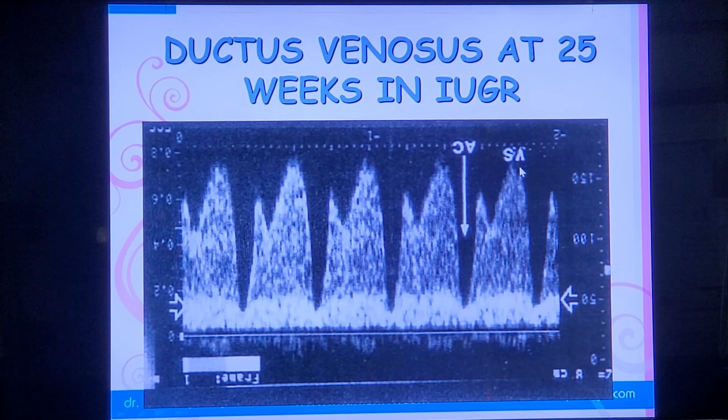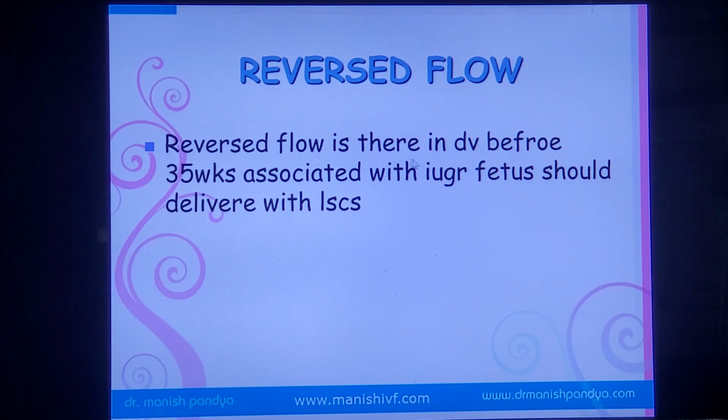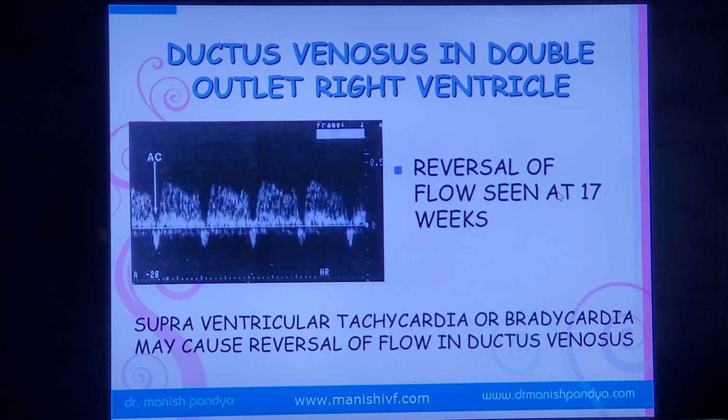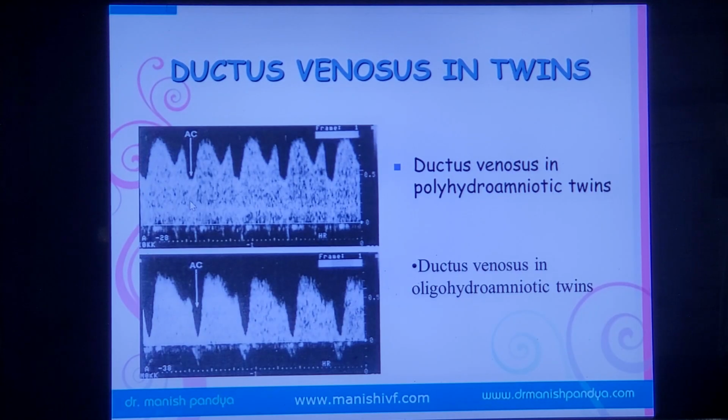This is ventricular systole. Reverse flow in ductus venosus before 35 weeks associated with IUGR, the fetus should be delivered with cesarean section. You can see reverse flow in the ductus venosus. Okay. Supraventricular tachycardia or bradycardia may cause reversal flow in the ductus venosus. You see, there is ventricular systole, ventricular diastole, and there is atrial contraction.